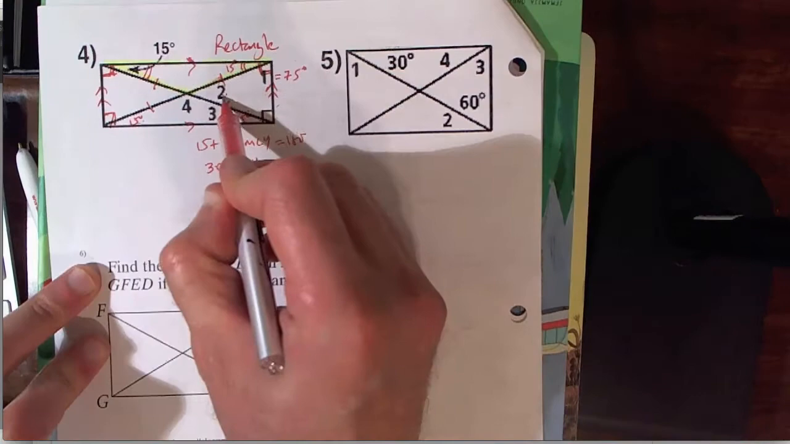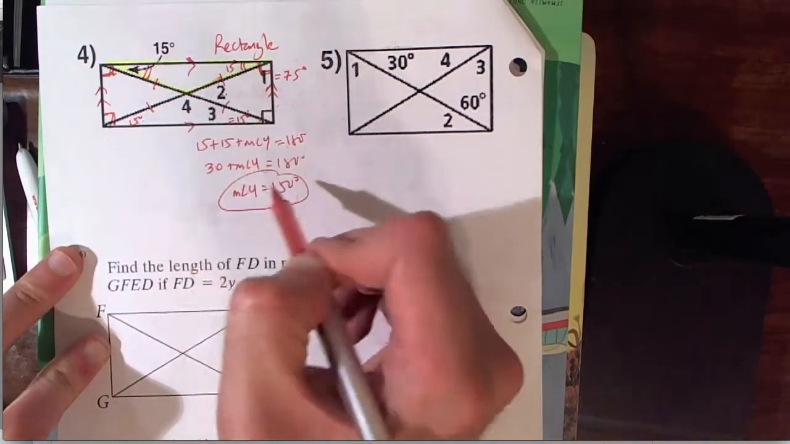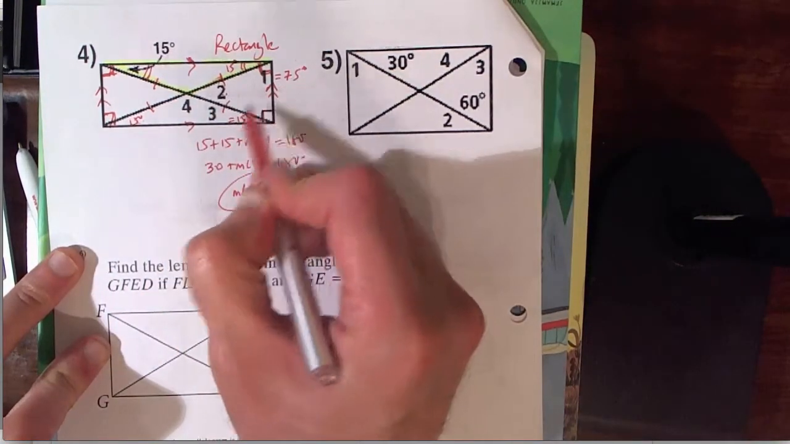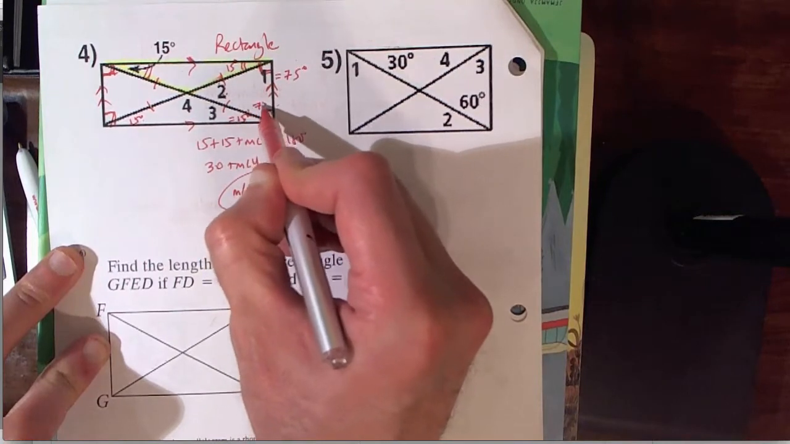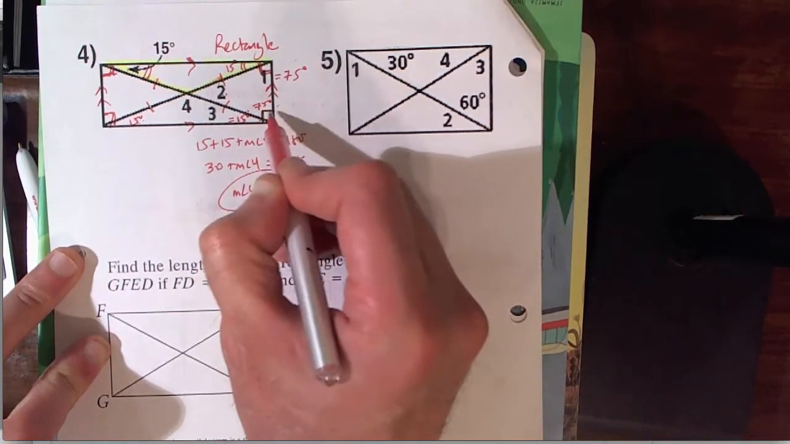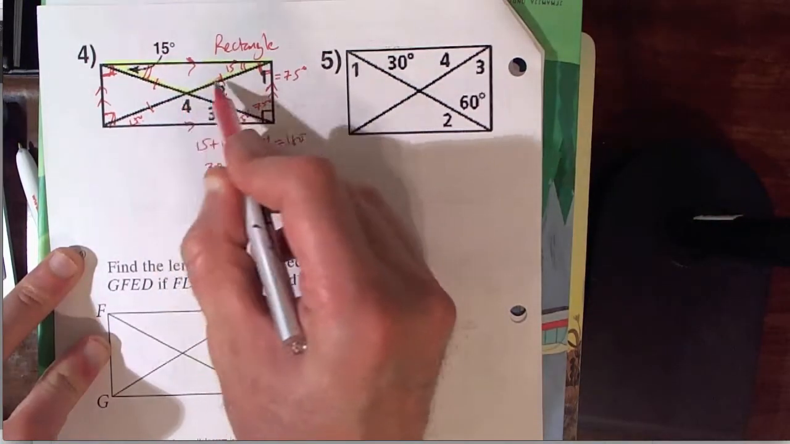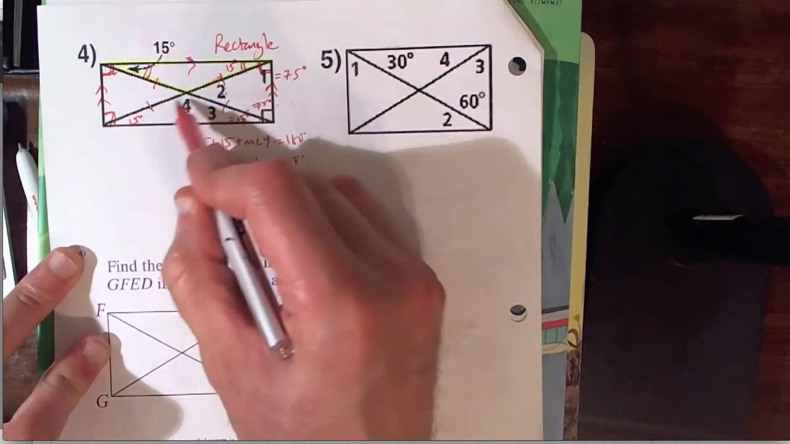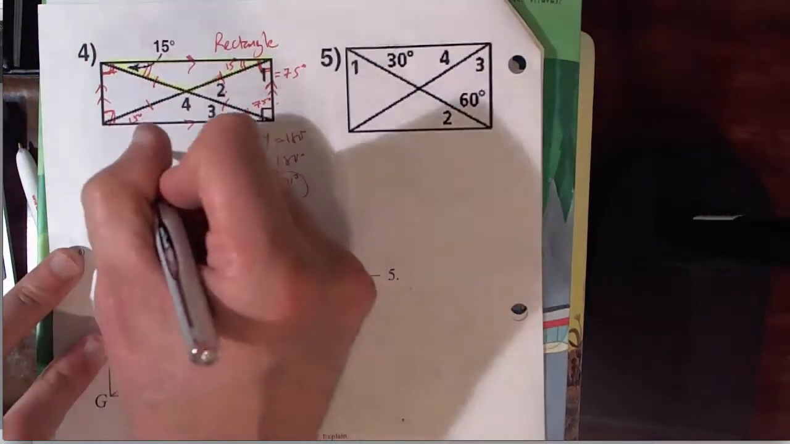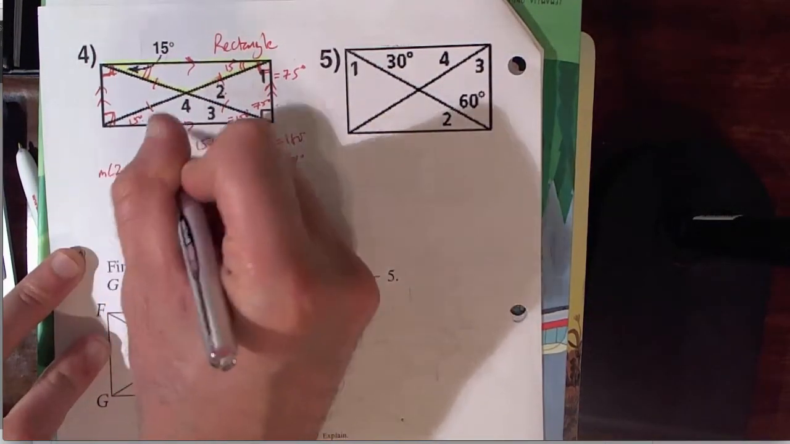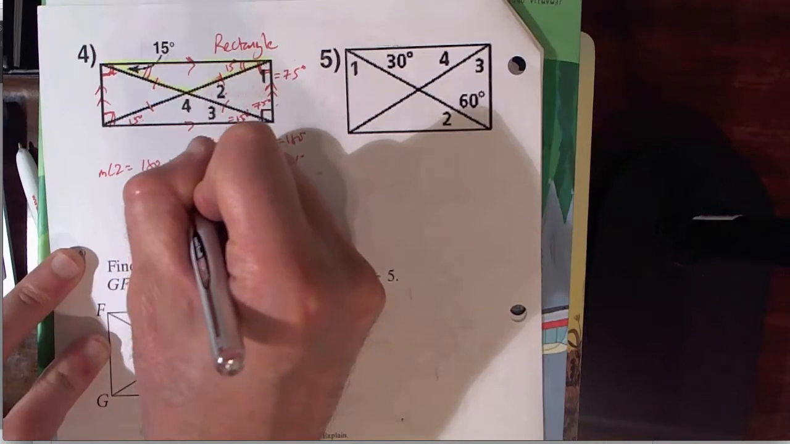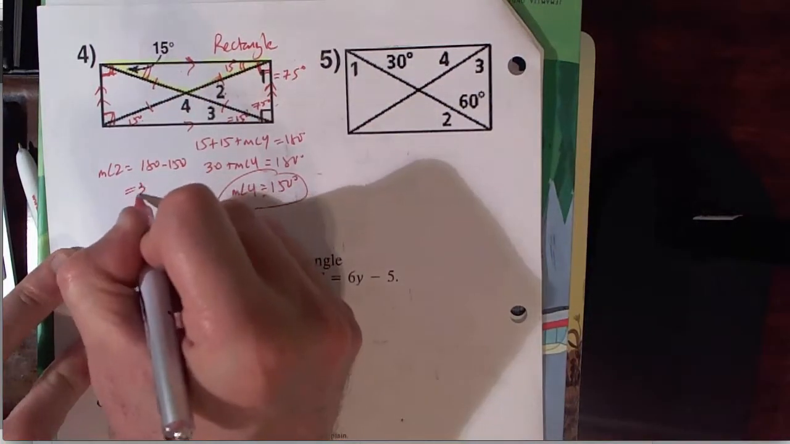How do I find angle 2? There's a few different ways. You could say that because this is 15, this has to be 75 right here. And so I could find 75, 75, and this. Or I could say that 4 and 2 make a nice linear pair, so 180 minus 150. So the measure of angle 2 equals 180 minus 150, because this is 150. We get 30 degrees.